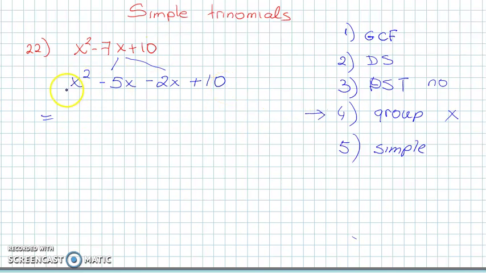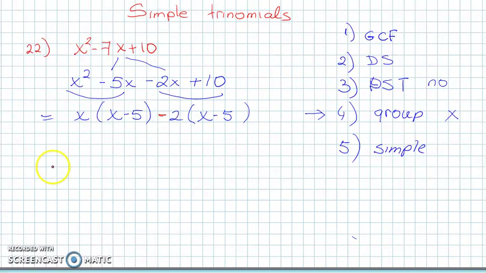So let's try. The first two terms, they have x in common, so I'm left with x minus 5. Remember, when you have the negative, you always take the negative in the front. These two terms, they have 2 in common, and I'm left with x minus 5. Be careful that you change the sign in the last term because you took the negative in the front.